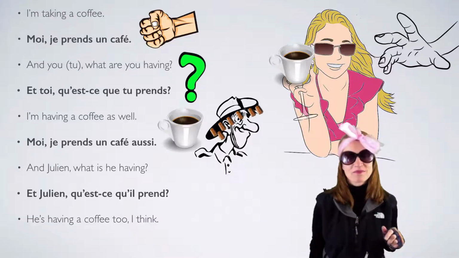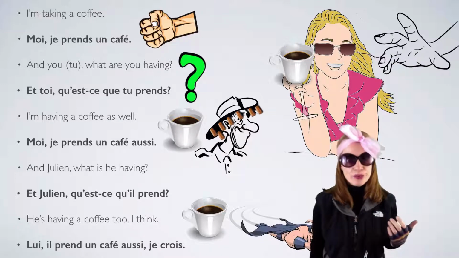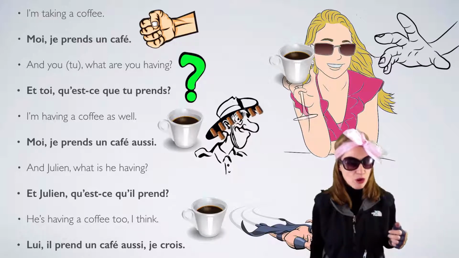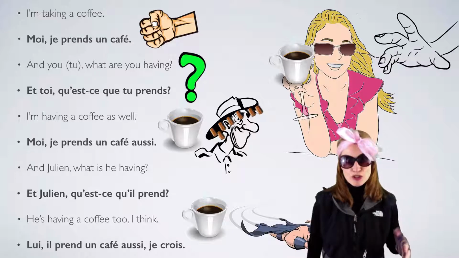Very common. He's having a coffee too, I think. Lui, il prend un café aussi, je crois. You don't have to have the lui at the beginning. I think is je pense, but the French say a lot more je crois.